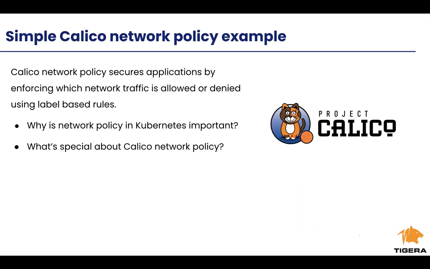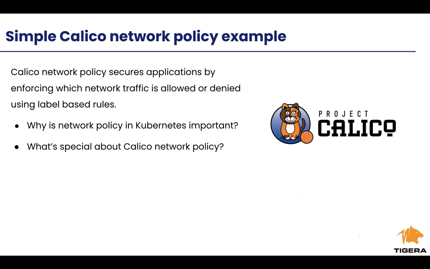And that's where Calico network policy comes into play. What we've done here as part of the lab that I'm going to go over in a minute is we've added a simple Calico network policy example that you can take out, take a look at, and deploy into your own clusters that you stand up, and see how Calico network policy works. Calico network policy secures the applications by enforcing which network traffic is allowed or denied using label-based rules.